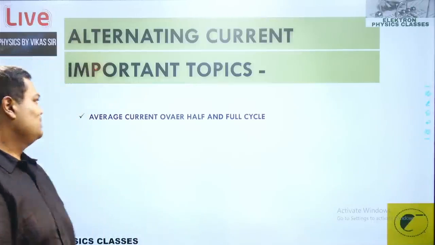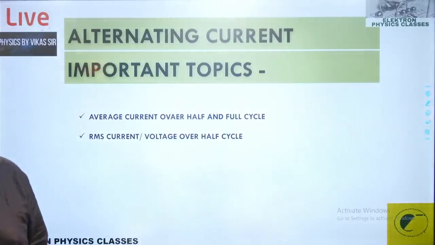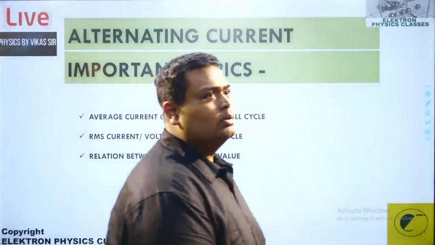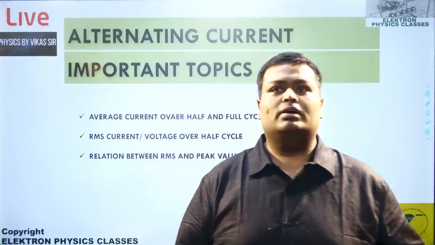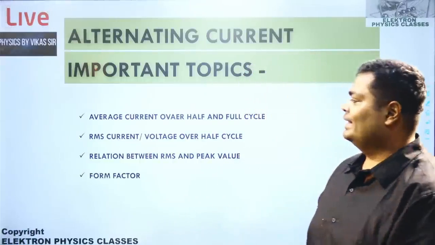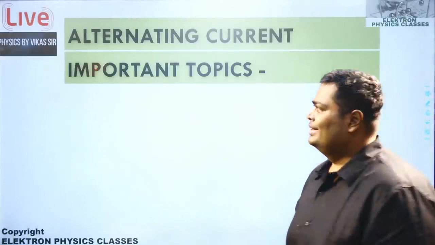That derivation. Then the next is RMS current over the half cycle and the full cycle. And we know over the half cycle and the full cycle the value comes out to be the same. Next one is the relation between RMS and the peak value, that IRMS is equal to I naught upon root 2. And also those kinds of questions where AC is more dangerous than DC. Why? Then the form factor, the form factor of the sinusoidal AC.